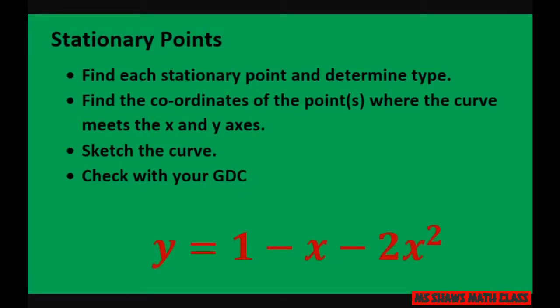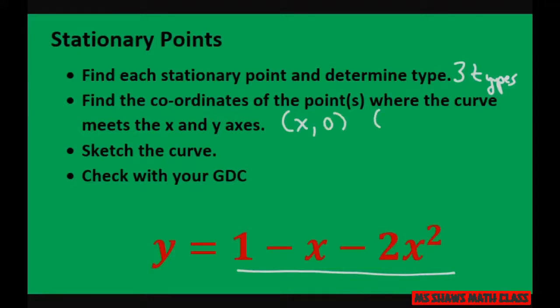We're going to sketch the curve y equals 1 minus x minus 2x squared and find the stationary points and determine the type. There's 3 types. And by sketching the curve, we're also going to be finding our x and our y intercepts. All right, so we'll get started.